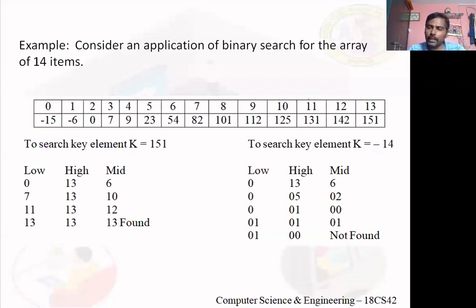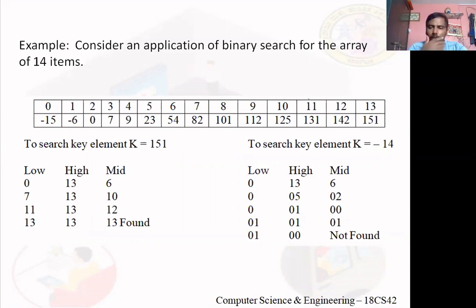Indices 13 through 13. So what is low? It's 13. What is high? It's again 13. So what is mid? 13. So what is the element at 13? 151. It matched with key 151. So return success. So how many comparisons in total? 4 comparisons.